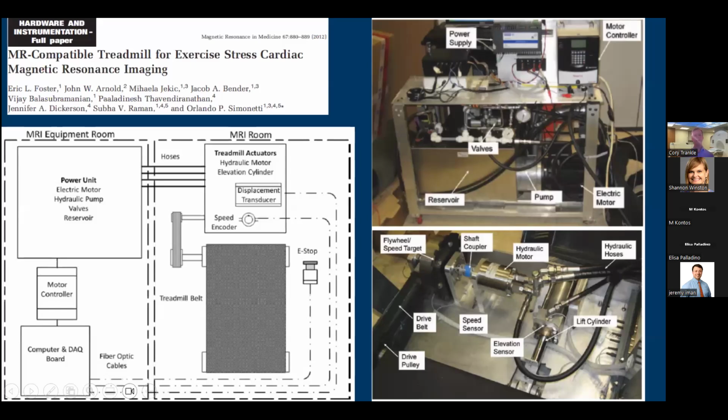And then they got even more creative, and they completely removed the power unit and the motor from the treadmill itself, and through a hydraulic system, they powered the belt itself. And so that meant that they were able to have the power unit and the motor inside the control room, and then the hydraulic system powered the belt with no ferromagnetic material whatsoever inside the MRI room itself.